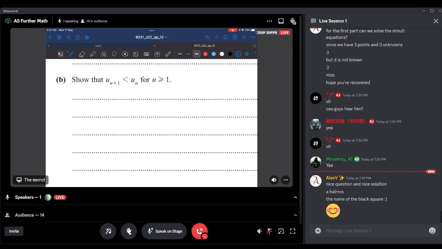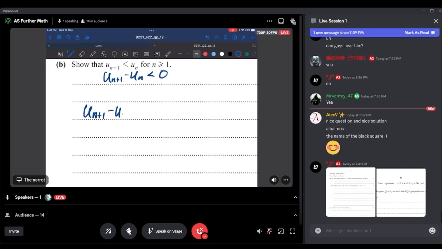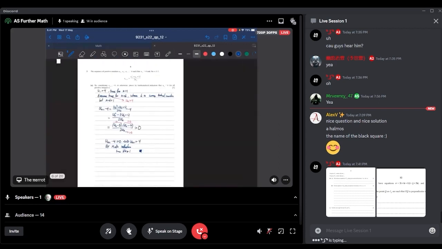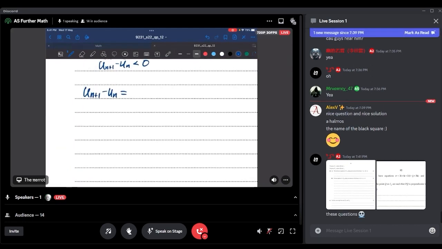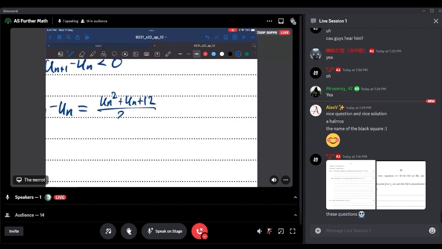To make it easier, it's better to make everything into one side. So u(n+1) minus un to be less than 0. We just have to show that it's less than 0 and we're done. So let's do that: u(n+1) minus un. By definition again, u(n+1) is right there, so we change it to the definition: (un squared plus 12) over 2un, minus un.